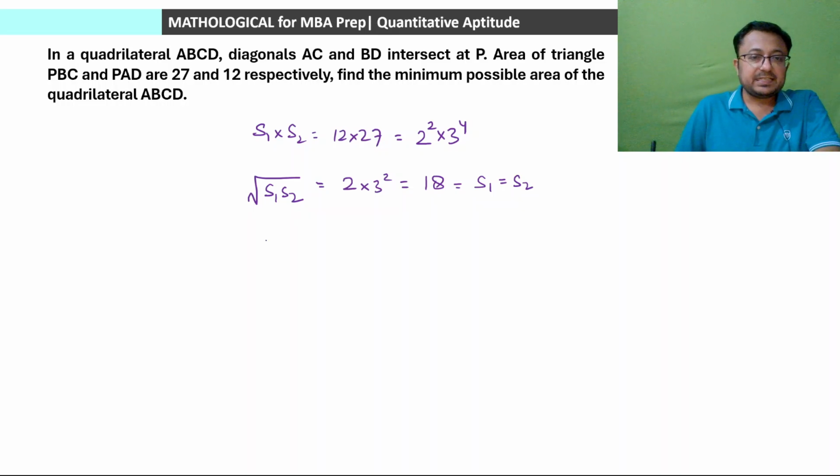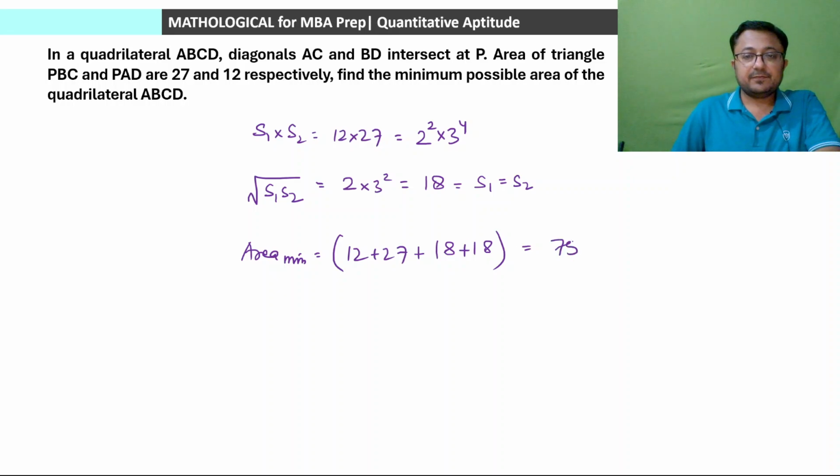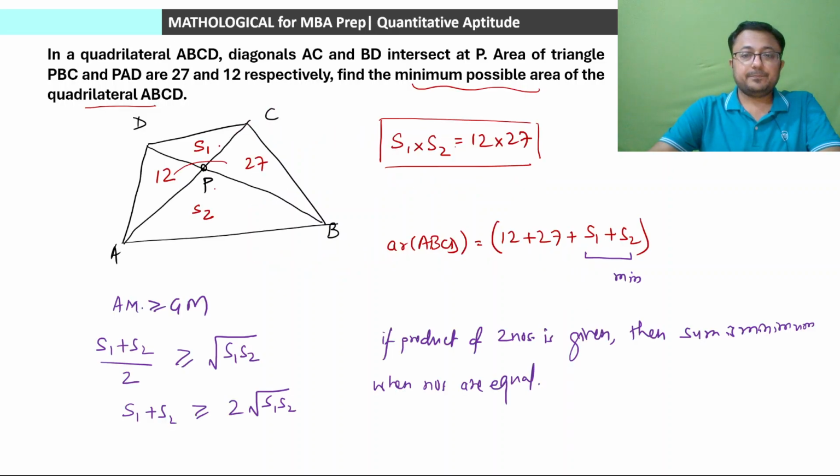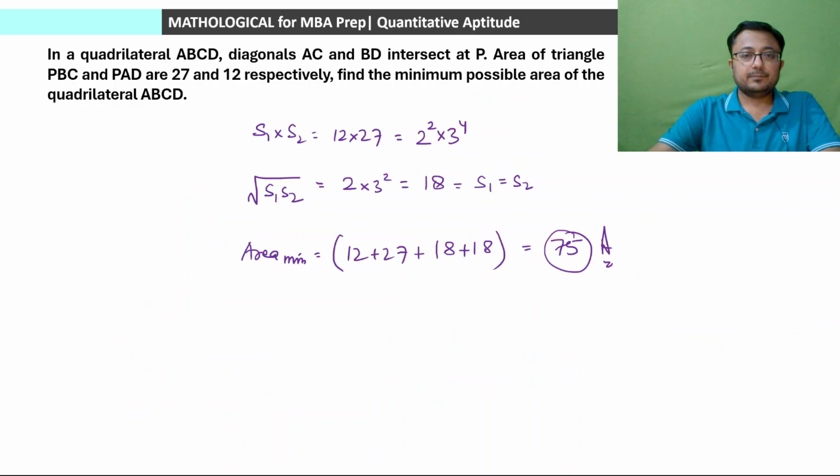तो sum हमारा कितना आ जाएगा? Sum will come out to be area minimum will be equal to 12 plus 27 plus S1 is also 18, S2 is also 18. So this is 36 plus 39, 75. So 75 will be our area. Okay. ठीक है. नेक्स्ट क्वेश्चन, आगे बढ़ते हैं.